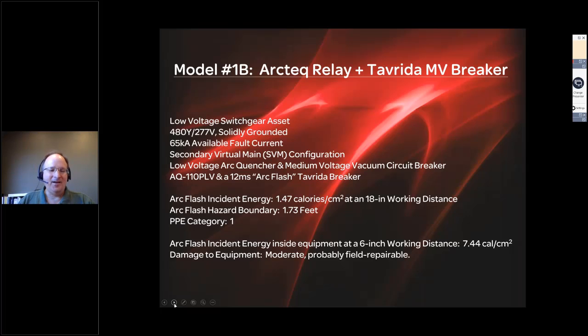And our categorization of the probable damage is that the damage would be moderate, but it's probably field repairable. That falls into that second category I showed you in the pictures earlier in the presentation.